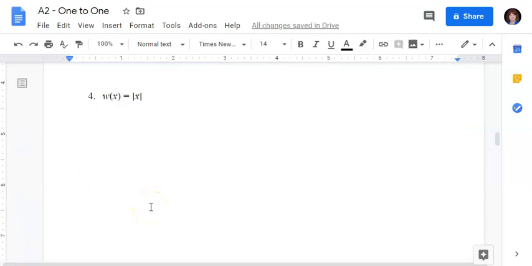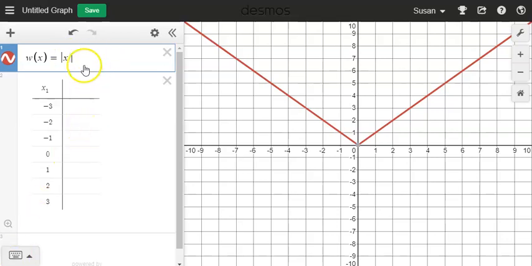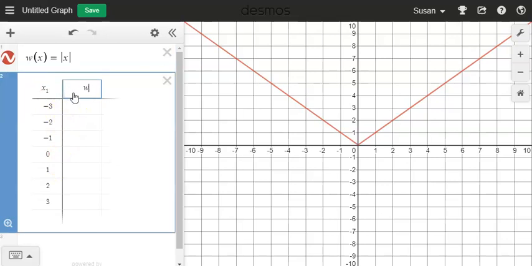Question 4, w of x equals the absolute value of x. So in Desmos, you actually have on your keyboard the vertical bar, which will produce absolute value symbols. So you can just use that. And the keyboard down here has the symbol as well. So if you want to put it there, you can. All right, so I've got x1. I'm going to leave those. And I'm going to put in w of x1. And it will evaluate and plot those points for me.